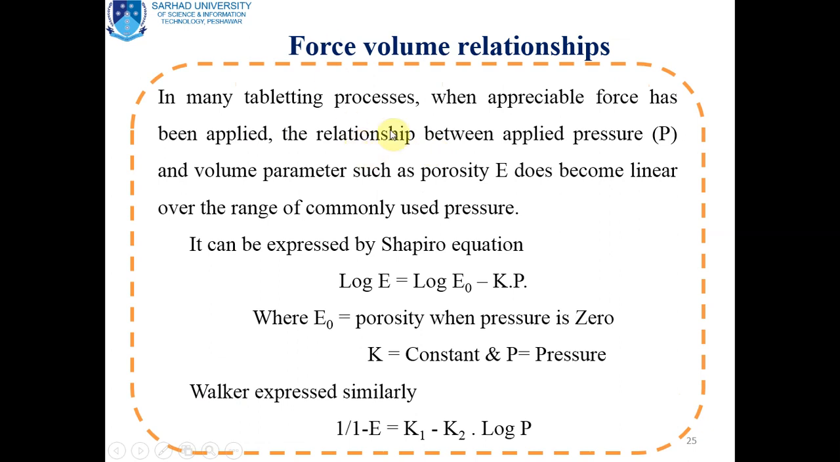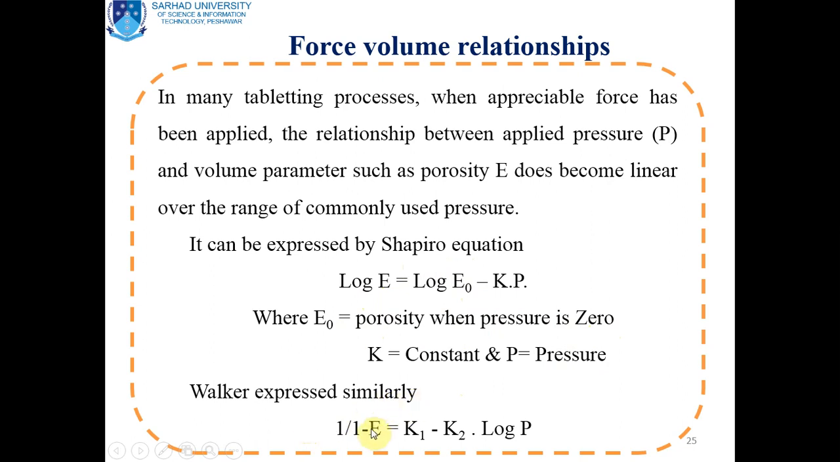In many tableting processes, we have to determine the force-volume relationship, that is, the relationship of force to volume. When appreciable force has been applied, the relationship between applied pressure, designated as capital P, and volume parameters such as porosity, E, does become linear over the range of commonly used pressures. It can be expressed by the Shapiro equation: log E is equal to log E naught minus KP, where E naught is the porosity when pressure is 0, K is a constant, and P is pressure.